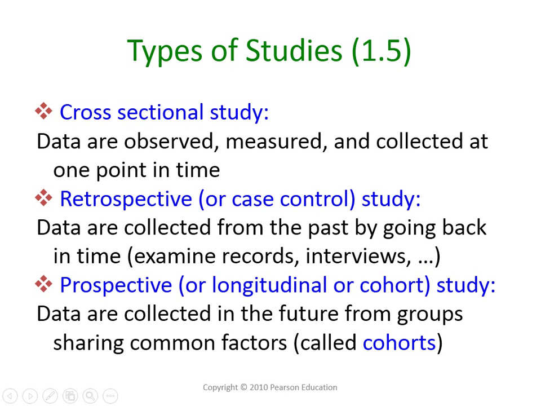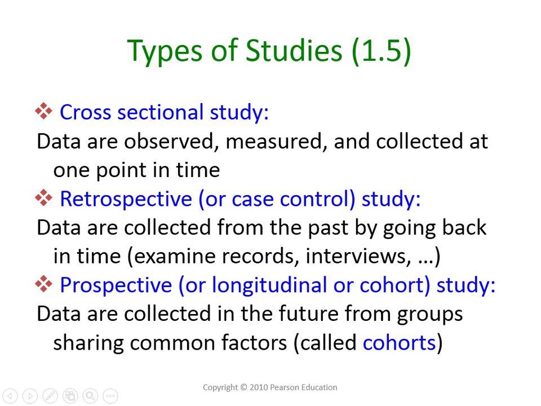We have different types of studies that can be done. One of them is a cross-sectional study. This is where data are observed, measured, and collected at one point in time. The United States does a census. They take the age of every single American on April 1st of that year. That's a cross-sectional study. You're taking a moment in time and getting information about it. It doesn't have to be a census for everybody. It could be from a sample, but it's still a cross-sectional study: you're picking a moment in time and using that information.